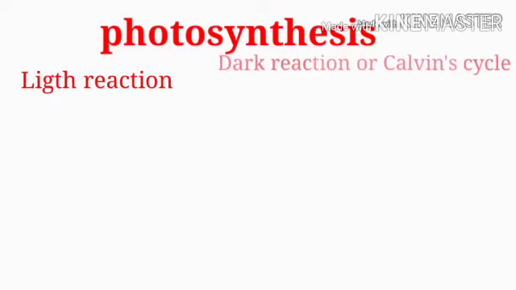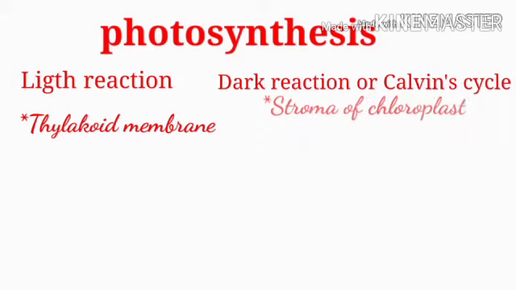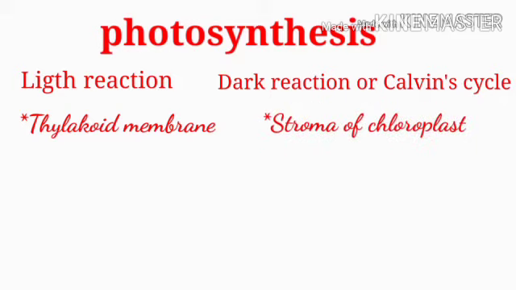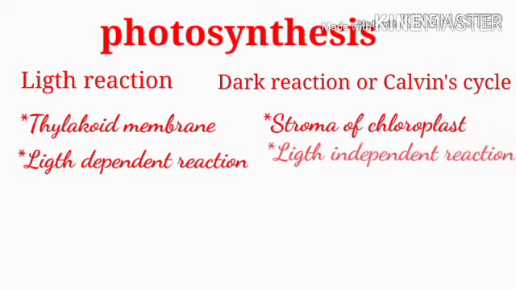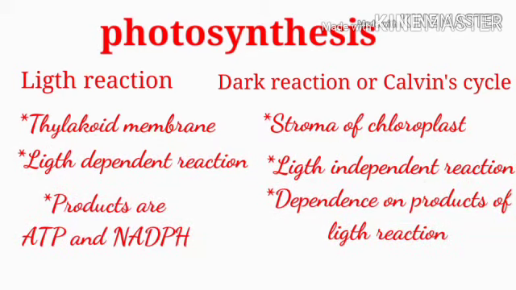It occurs in two major steps. First one, the light reaction, and the next, the dark reaction or Calvin cycle. Light reaction occurs in the thylakoid membrane because pigments are located over there, and the dark reaction occurs in the stroma. Dark reaction doesn't mean that it will occur only in the absence of light. It is a light independent reaction, but it depends on the products of the light reaction.